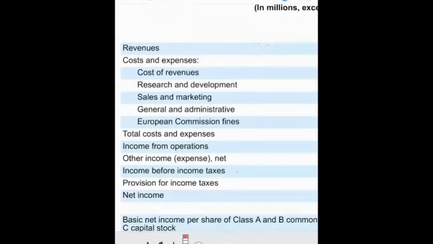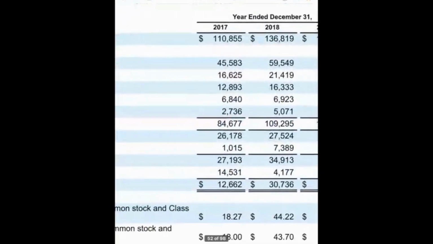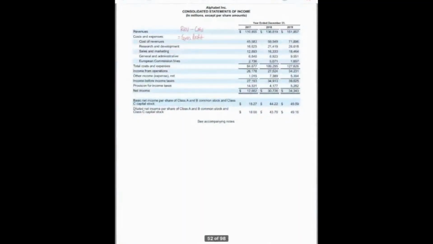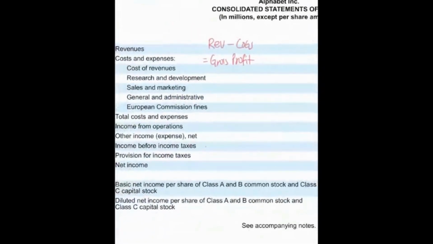Your revenue minus your cost of goods sold will give you your gross profit. But in the Google case, they didn't show the gross profit over here. In most annual reports, they will show you the gross profit. In this case, they didn't show you.